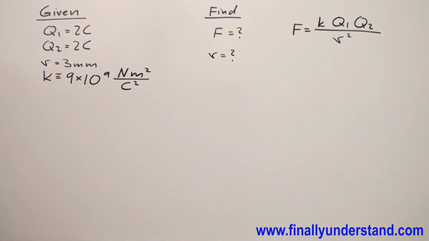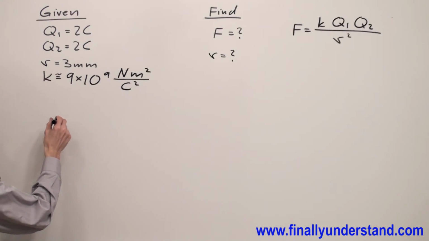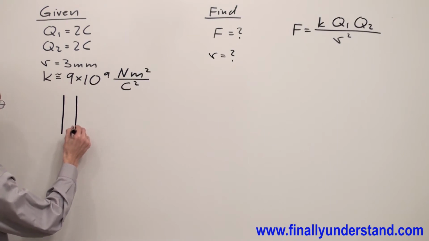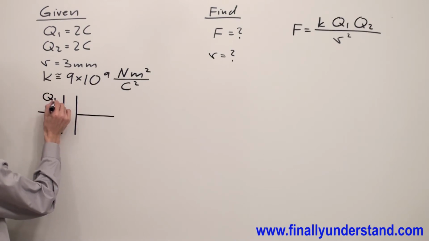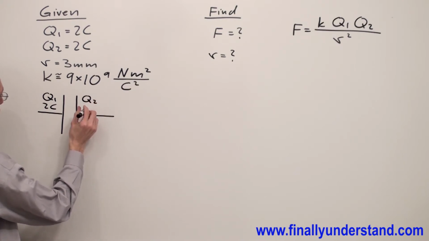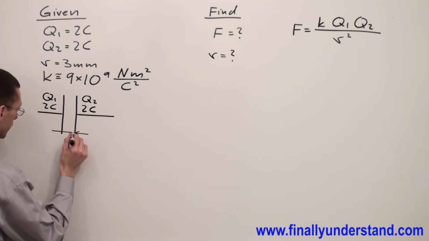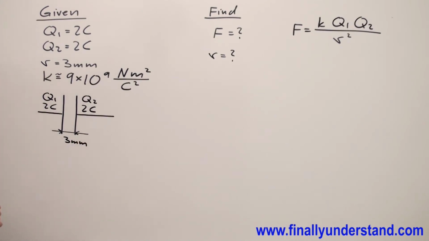So, what are we going to do? First, please realize that the two plates are separated by 3 millimeters. I'm going to draw the diagram first. We have two plates. One plate is loaded with Q1, 2 coulombs, and the second plate, Q2, 2 coulombs. And the distance between the two plates is equal to 3 millimeters. We have to find the force between these two plates.